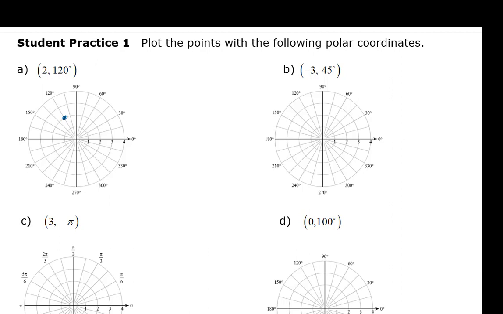So negative 3 and 45 degrees, I'm going to locate 45 degrees, which is right here. If that were positive 3, I would be putting my point right here. But it's negative 3, which means I want to be on the complete opposite of where that point is, which is basically 180 degrees away, right? So I'm going to come across and put my point right here. So this is the point negative 3 and then 45 degrees.